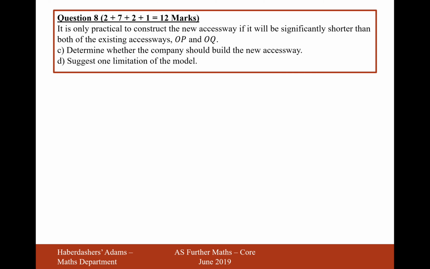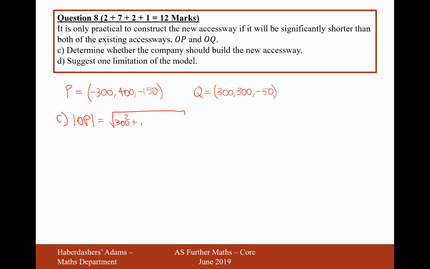It's only practical to construct the new accessway if it was significantly shorter than both of the exit ways OP and OQ. Determine whether the company should build the new accessway. Okay, so these are the 2 points here, P and Q. So let's work out the magnitude of OP. The magnitude of that line is going to be 300 squared plus 400 squared plus 150 squared, and that will give us an answer of 522 meters.